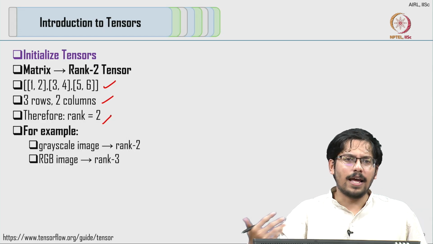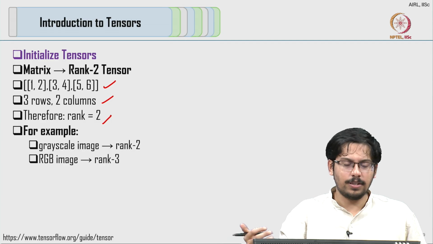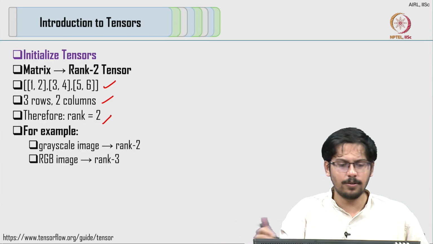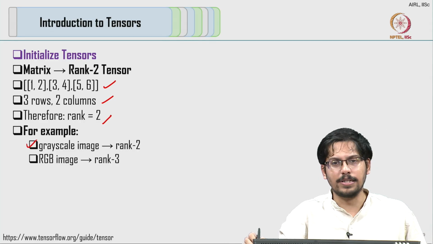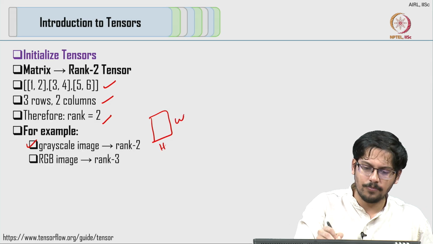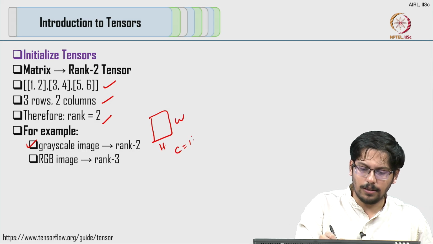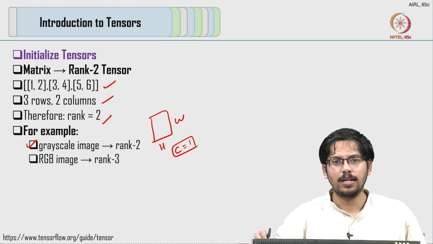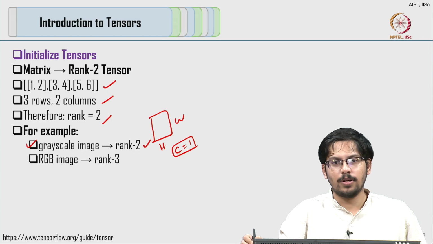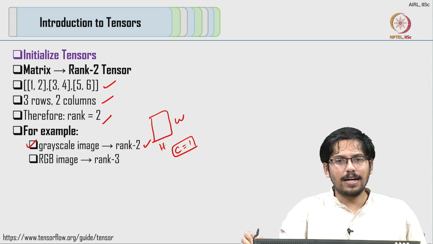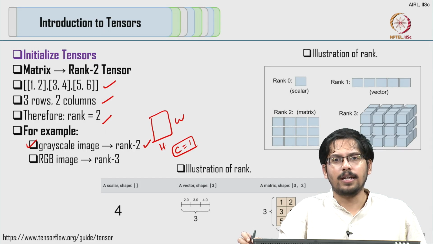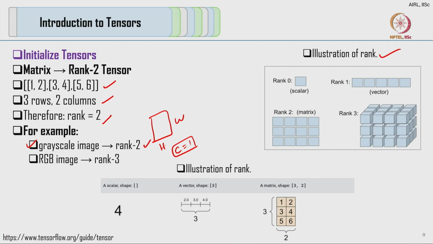Now, there are different examples that we can think of which could be defined as a rank 2 or rank 3 tensor. For example, a grayscale image is essentially a matrix because we have the height and width and the number of channels is 1, right. So, it is only one feature map. Hence, it is just a matrix, which is why it is a rank 2 tensor. If we look at RGB, it essentially has 3 channels, which is why it is a rank 3 tensor, right. Now, an illustration of rank can be observed here.